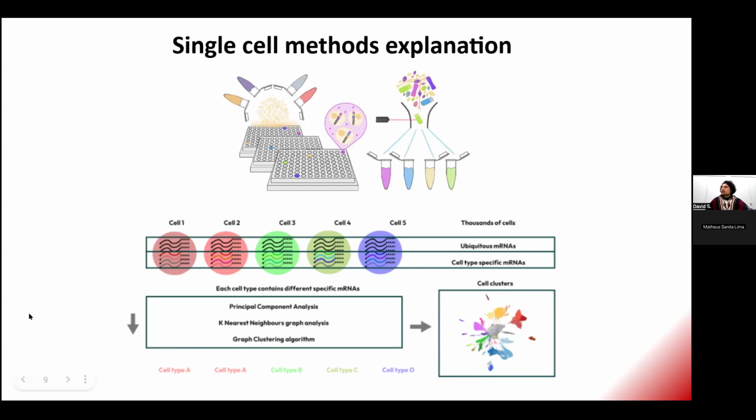And after this, we do several steps. This is where the bioinformatics starts. So here we take all these reads, all these counts, and we process them to perform principal component analysis. We do graph analysis, and we generate what is called a UMAP, which is just a projection of the similarities and differences of the cell types that you are sequencing and that you're getting from your sample.